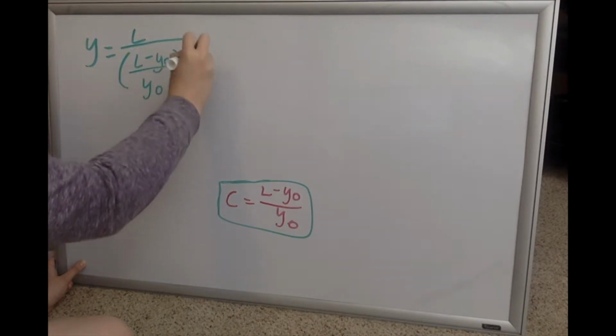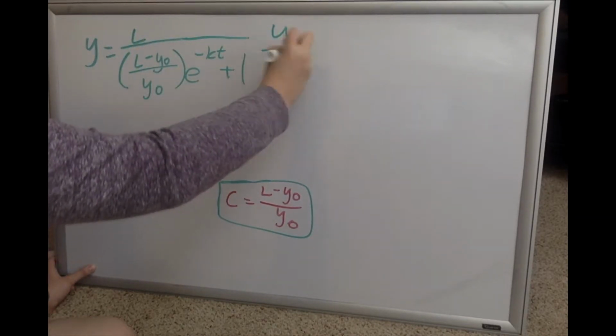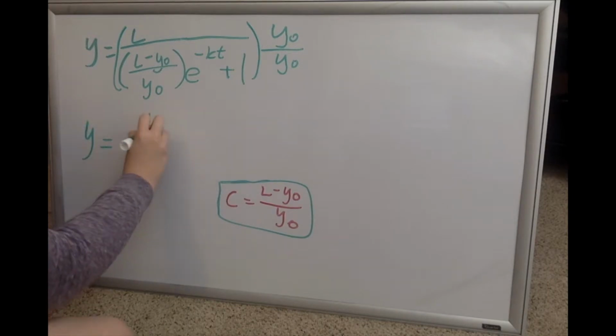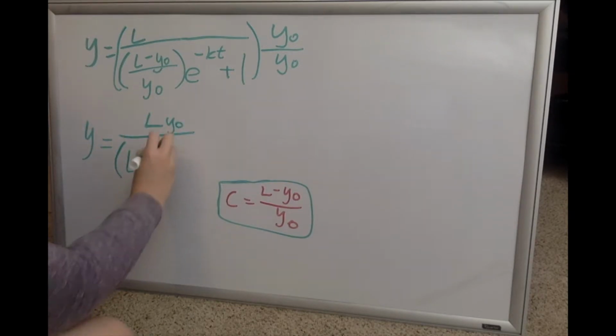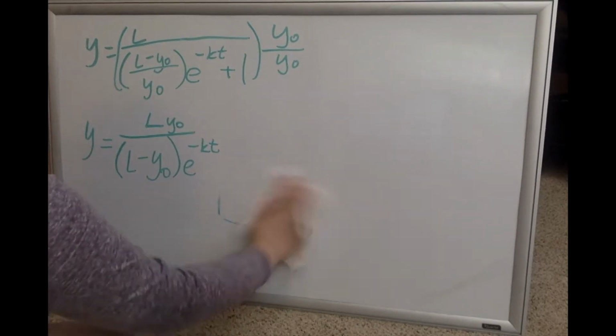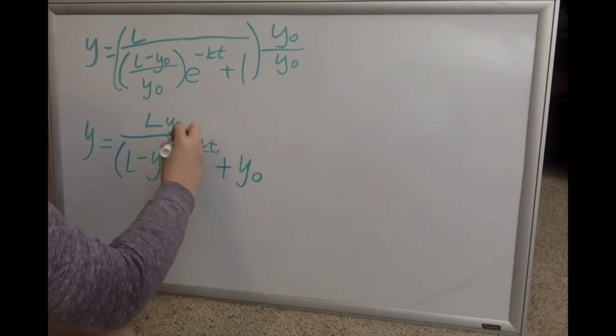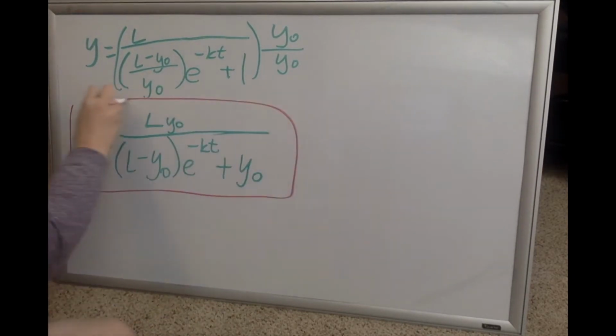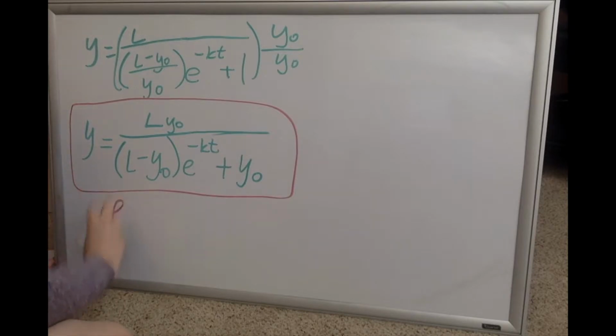So c equals L minus y sub 0 over y sub 0, which makes the logistic model be y equals L over L minus y sub 0 over y sub 0 times e to the negative kt plus y sub 0.